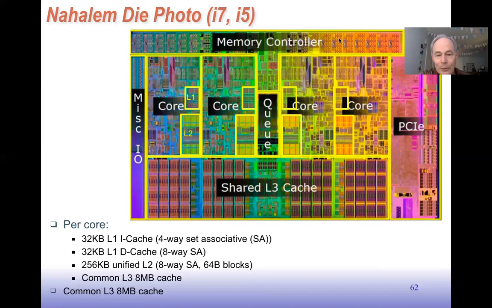I'm wondering why the memory controller is not here next to the L3 cache. It seems like that would make more sense, but I'm not sure why they did it that way. Okay, so that's a kind of a real modern day memory hierarchy.